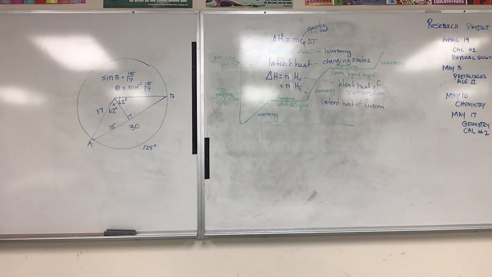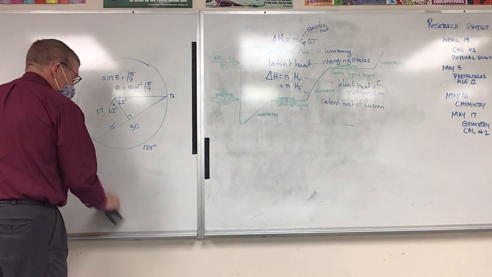Look up page 779. Look at 779, number 44. Assume that the lines that appear to be tangent are tangent. O is the center of each circle. Find the value of x to the nearest tenth. What do I know about a tangent line and a radius?